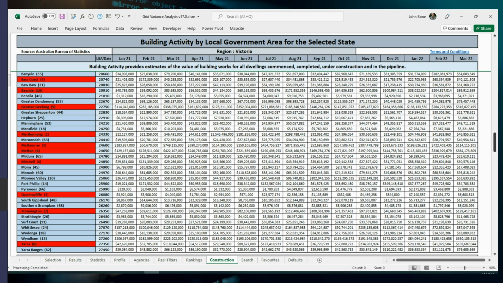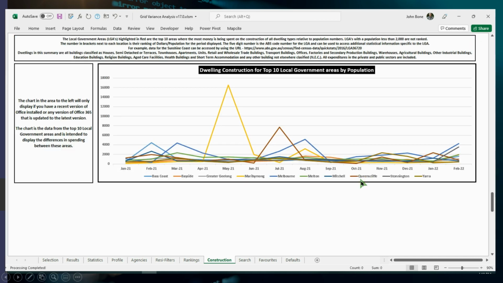Each local government area is ranked according to expenditure relative to population, and the top 10 locations are highlighted in red. The number in brackets after each location name is their ranking. Any location with a population less than 2,000 is not ranked. The graph at the bottom of the financial detail is a graph of the top 10 locations so that any standout areas are more easily recognised.